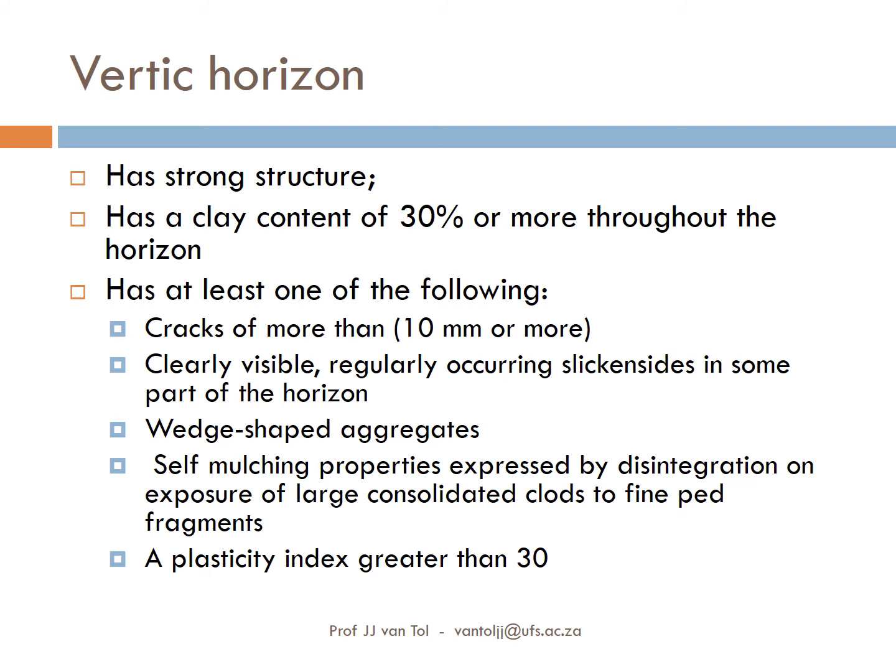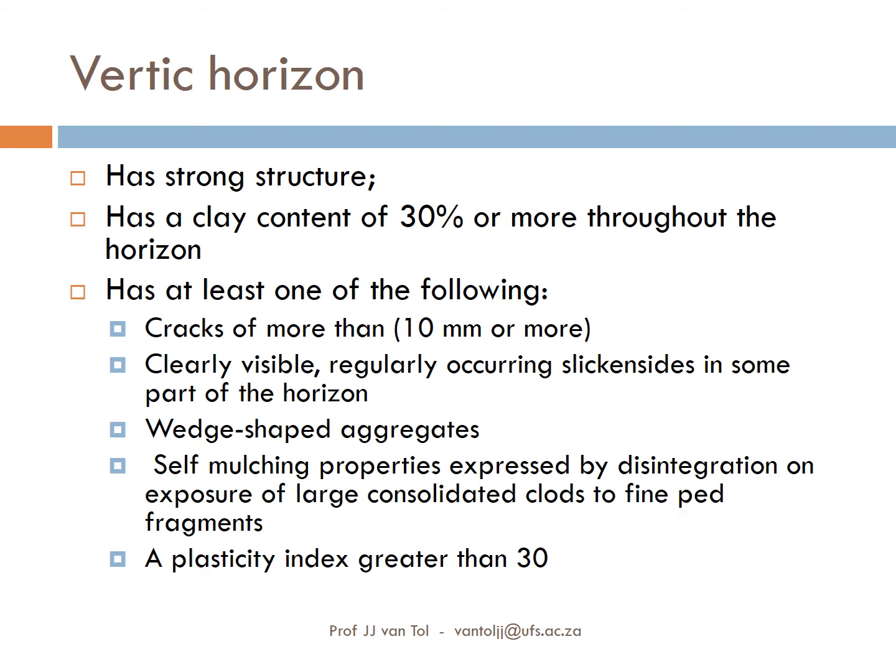So the first thing about a vertic horizon is it must have a strong structure. So the structure cannot be moderate, it cannot be weak, it must be strong. And the second criterion is it has to have more than 30% clay throughout the horizon. So those are two criteria that must be there. It must have a strong structure and it must have more than 30% clay.